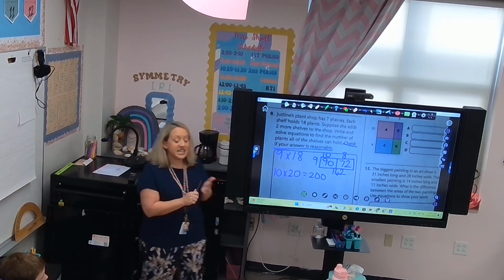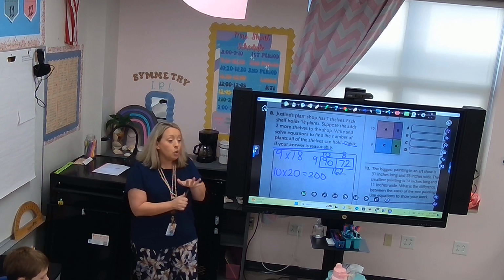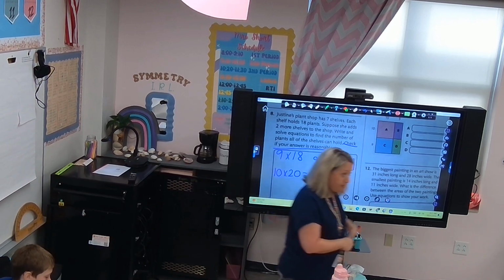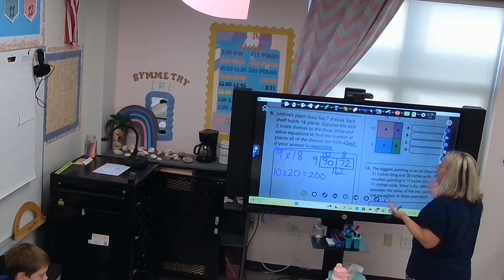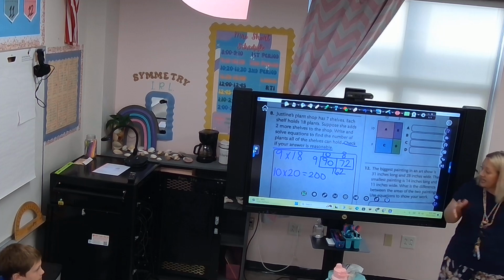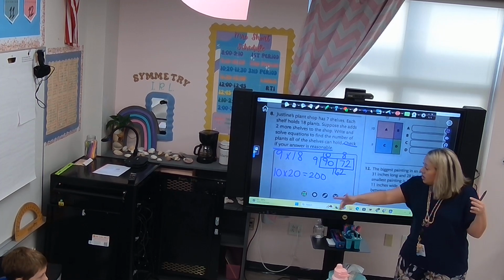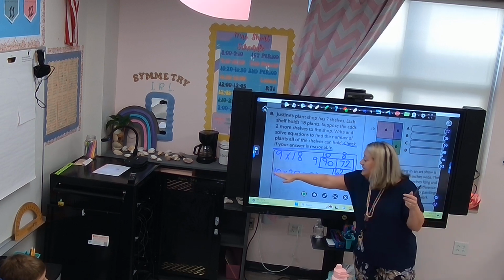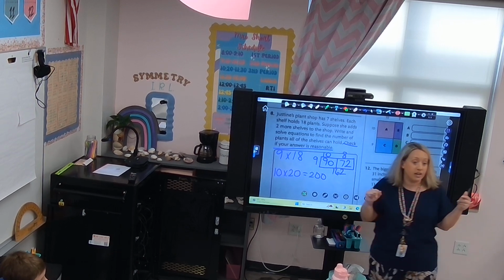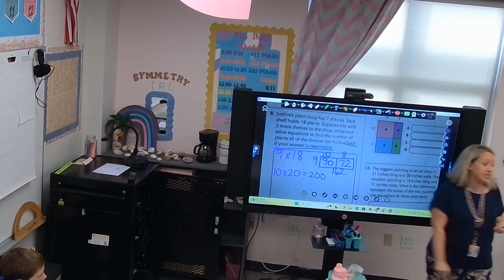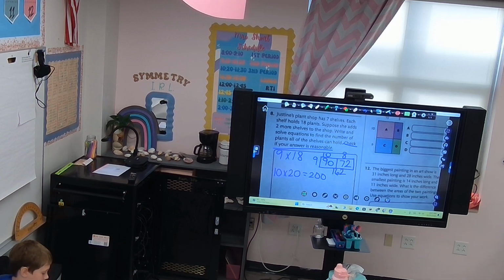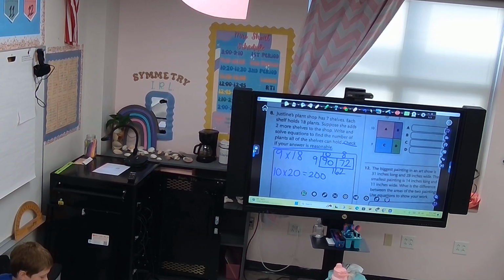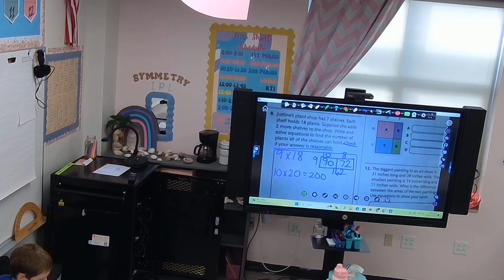All right. So the sentence that you would write, and it absolutely has to be in sentence form, would be something like, I know my answer is reasonable because when I round 19 times 18, I get 10 times 20, and that's 200, which is very close to 162. Some version of that is what you have to write out in sentence form. Does everybody understand that? Yes.